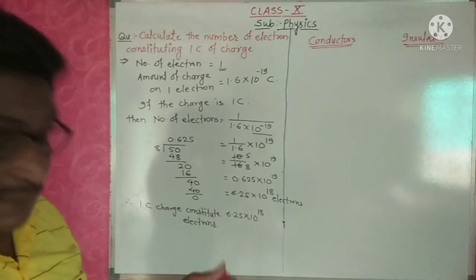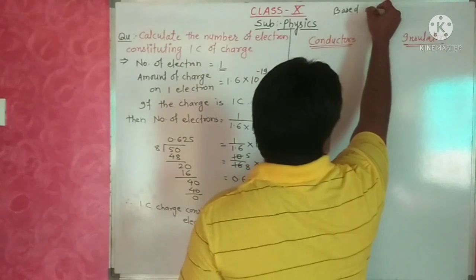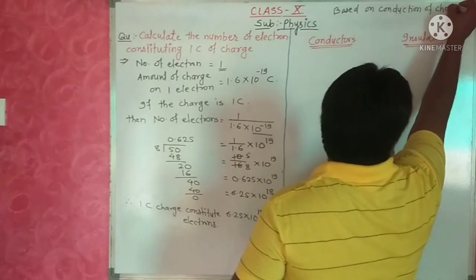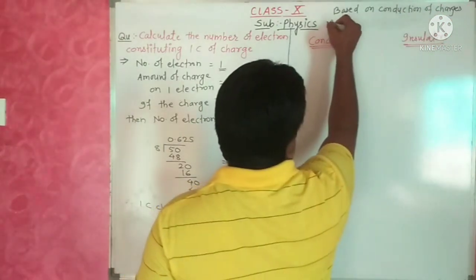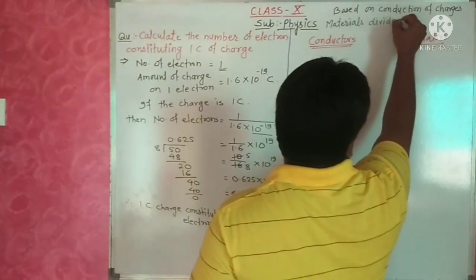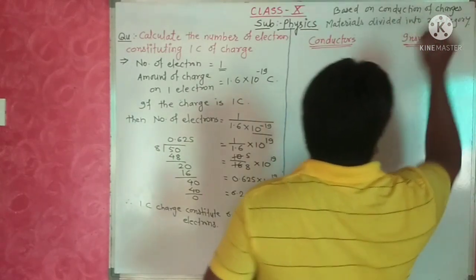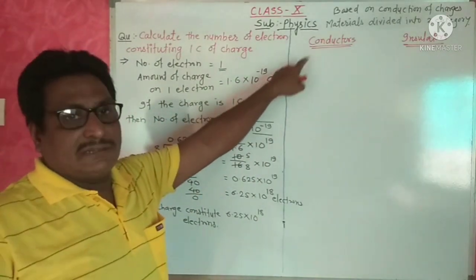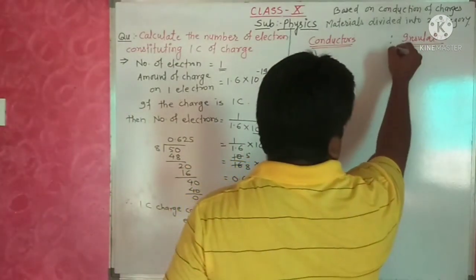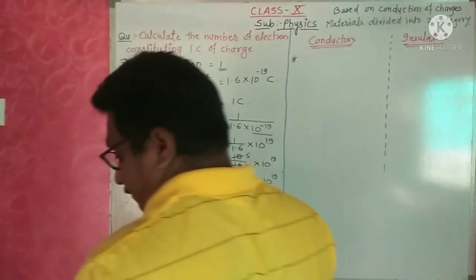So how is it categorized? Based on conduction of charges, materials are divided into two categories. Which are the two categories? Conductors and insulators. So what is the meaning of conductors? This we will discuss in the difference between form.